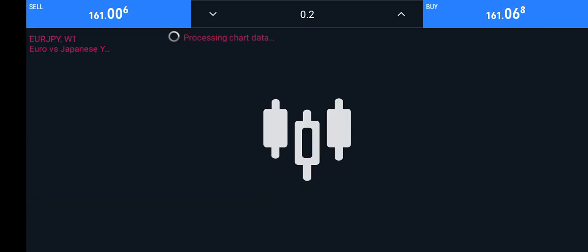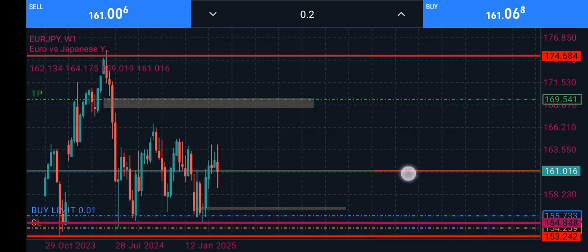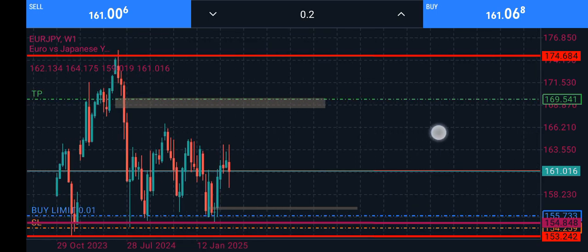1 week. We allow it to load up. It's loading up. Guys, remember this is a weekly chart, so we're not going to have all the info. I'm just using this for practical purposes so you learn from it. Okay, so this is it, folks.